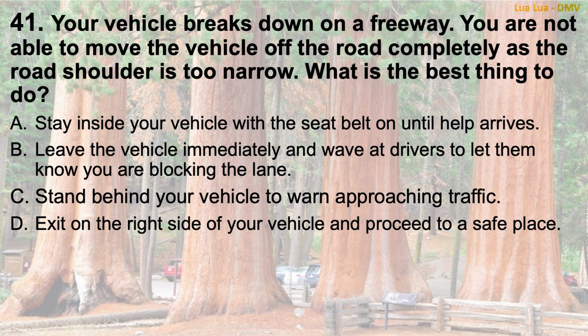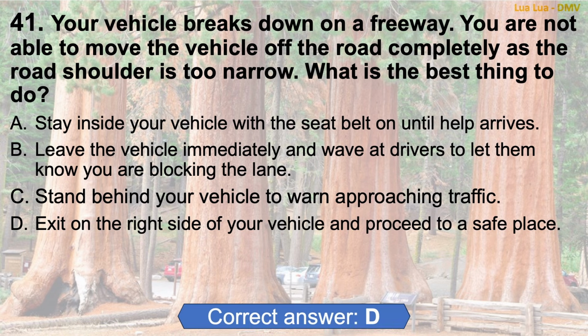Question 41. Your vehicle breaks down on a freeway. You are not able to move the vehicle off the road completely as the road shoulder is too narrow. What is the best thing to do? A. Stay inside your vehicle with the seat belt on until help arrives. B. Leave the vehicle immediately and wave at drivers to let them know you are blocking the lane. C. Stand behind your vehicle to warn approaching traffic. D. Exit on the right side of your vehicle and proceed to a safe place. The correct answer is D. Exit on the right side of your vehicle and proceed to a safe place.